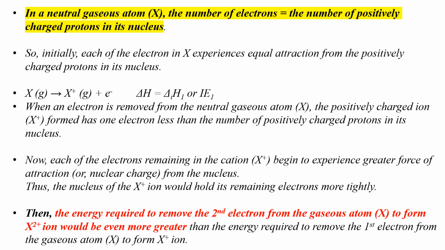We can also say that the effective nuclear charge increases. Thus, the nucleus of the X plus ion would hold its remaining electrons more tightly. Therefore, greater energy would be required to remove another electron from X plus. In other words, the energy required to remove the second electron from the neutral atom X would be greater than the energy required to remove the first electron from the neutral atom X.